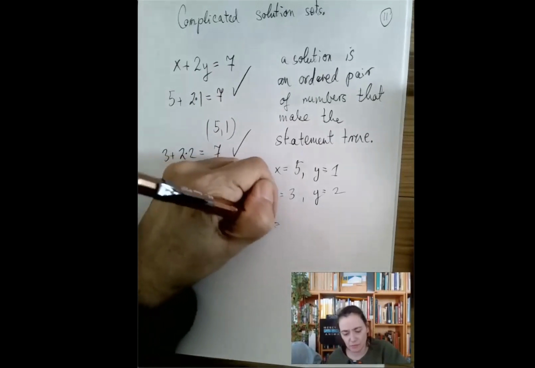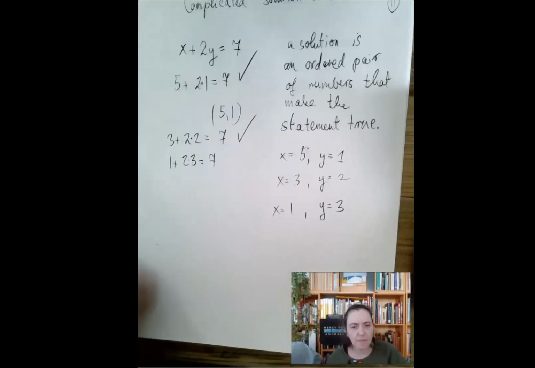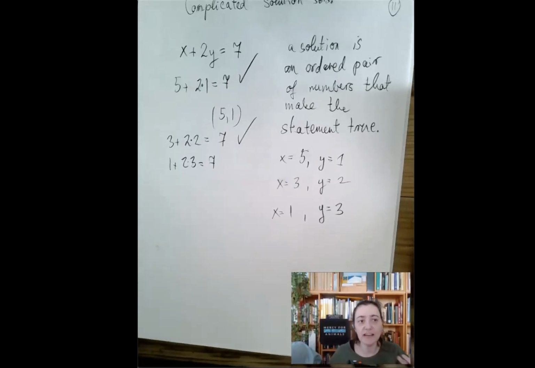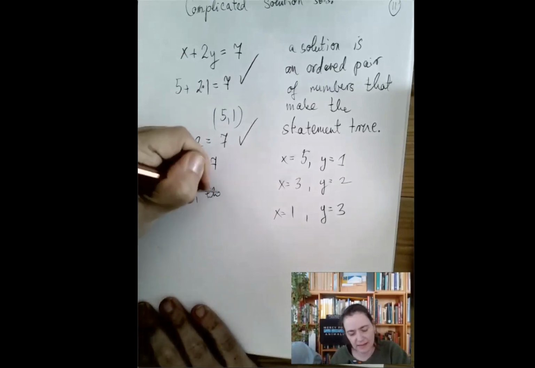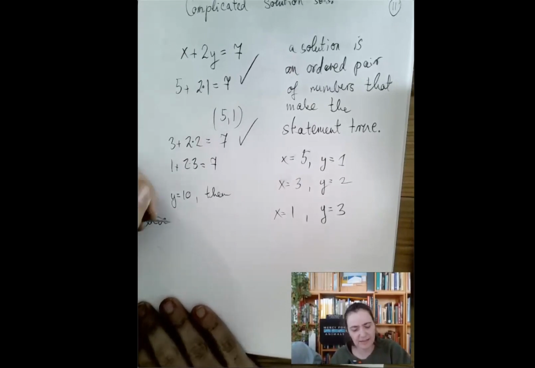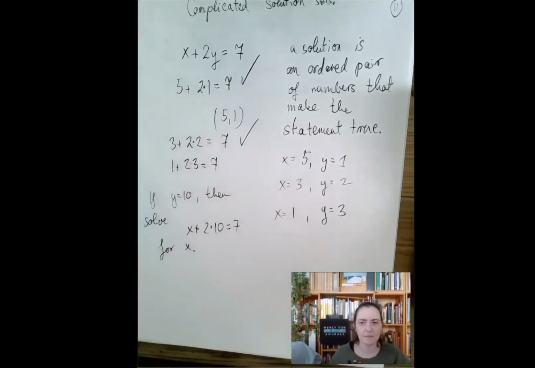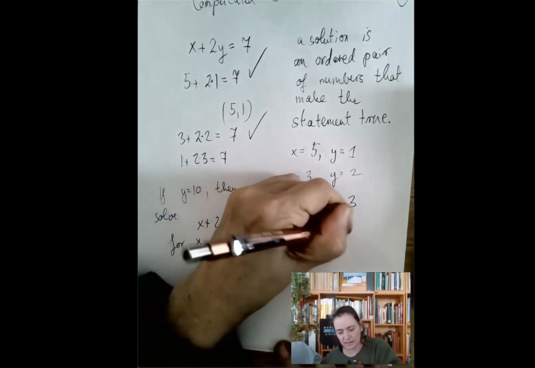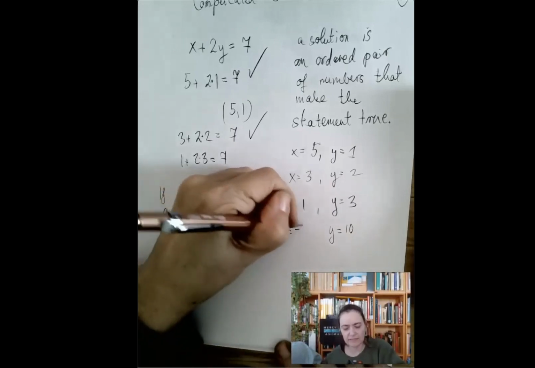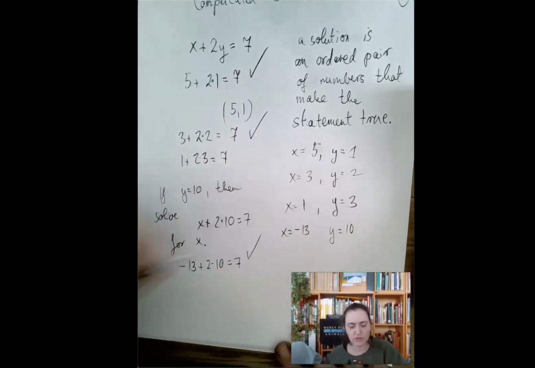Yeah, X equals 1 and Y equals 3 will work because 1 plus 2 times 3 is also 7. But it's also going to work if Y is 10. Then we just need to solve X plus 2 times 10 equals 7 for X, right? You can solve this equation for X. Y equals 10 means X should be negative 13, because indeed negative 13 plus 2 times 10 is 20 minus 13, which is 7.